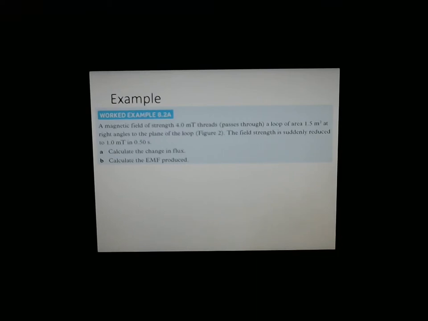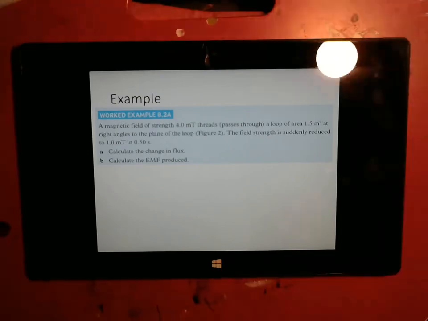We're going to do the same scenario for each of these in terms of the same numbers, but we're going to change different things each time. So here's our first example. A magnetic field strength of 4 millitesla threads passing through a loop of area 1.5 meters squared at right angles to the plane. The field strength suddenly was reduced to 1.1 millitesla in 0.5 seconds. So we're going to calculate change of flux and then calculate the EMF.